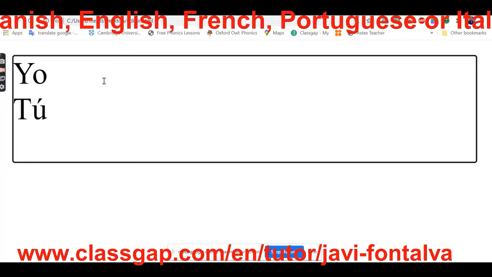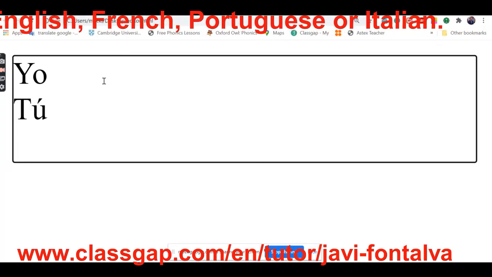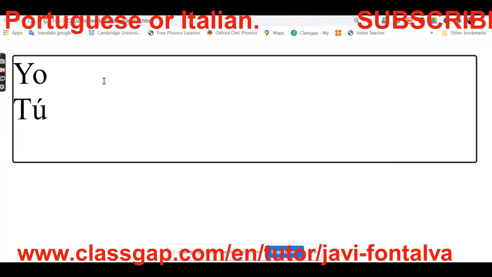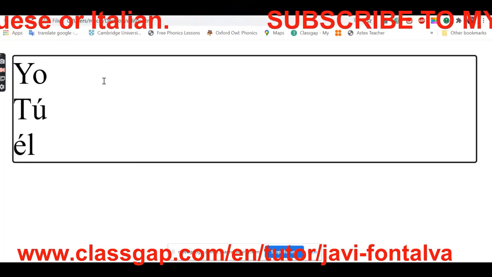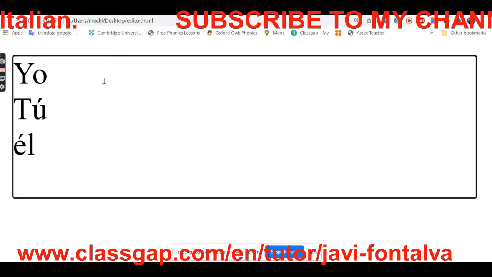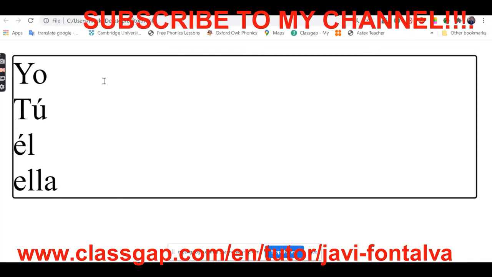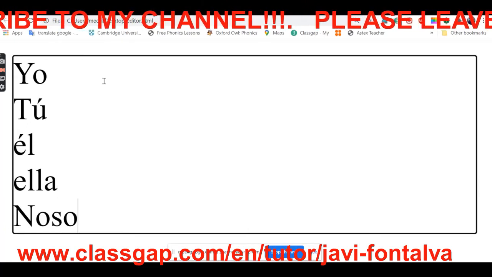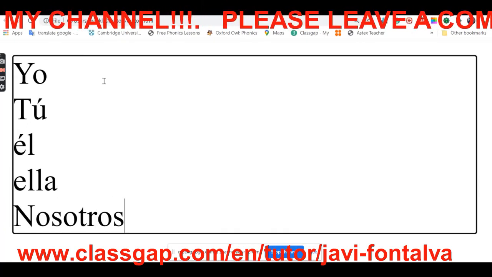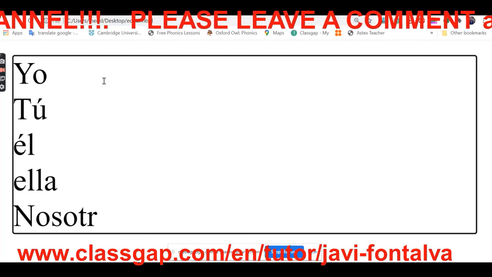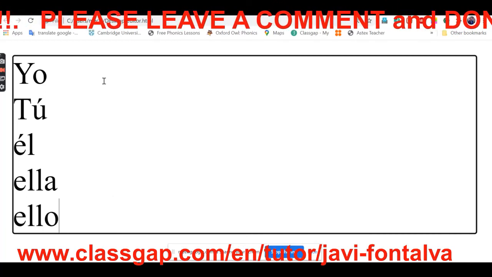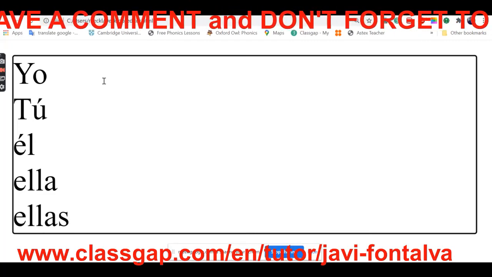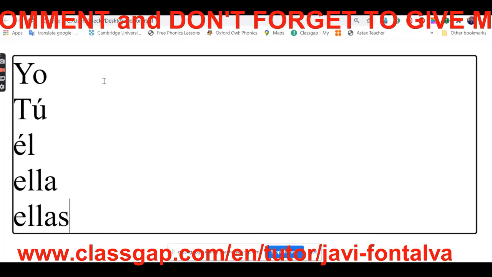Exactly. So we have many different words for the word you. We'll talk more about that later. So we have él. What does él mean? He. Ella. What does ella mean? She. And we have nosotros. That is we. And we also have ellos, which is they. And we also have the feminine version. This is they for women, ellas.